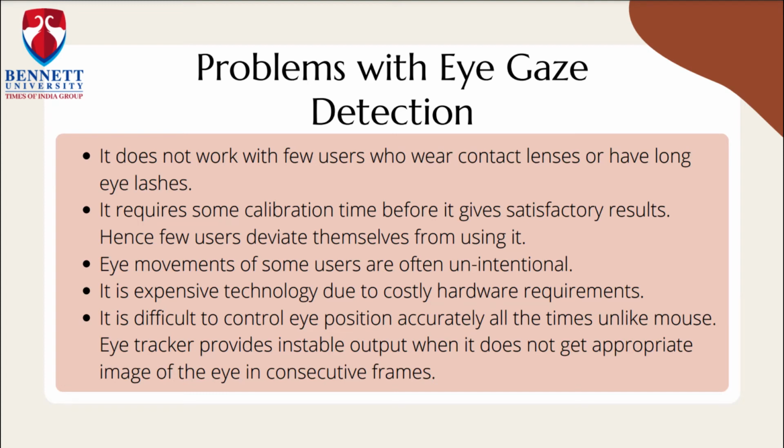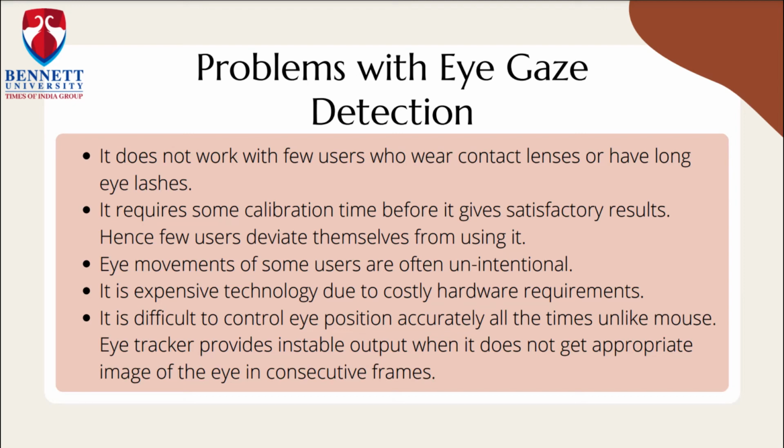Secondly, some calibration time is required before we get the results. Due to this delay in time, many users deviate from using this technique. Next, many times the movements of users are unintentional. Just for example, I am giving an exam, and there might be chances that I look at the rooftop to think of some question or some formula. This is an unintentional act, but the eye gaze detection would not be able to classify it as intentional or unintentional. So there's a huge problem in this point also.